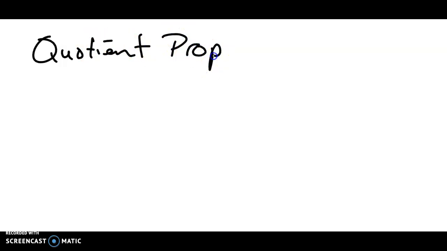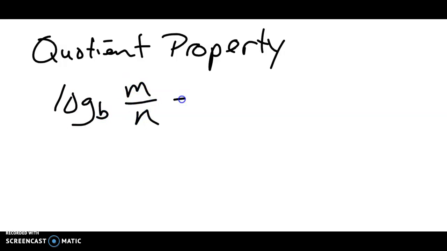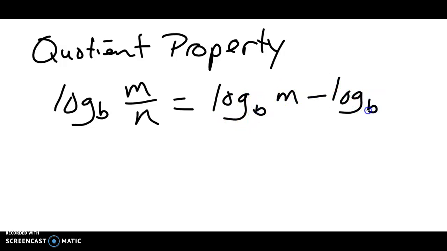Quotient property will be next. So for the quotient property, remember when we divide, we subtract with exponents. Same thing for logs. So we have log base b of m minus log base b of n. Quotient property.